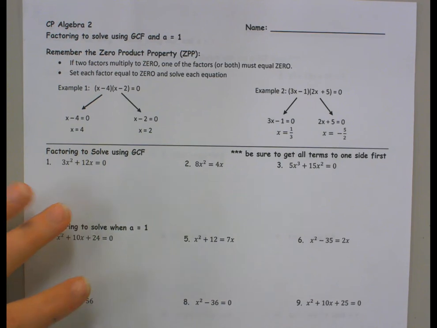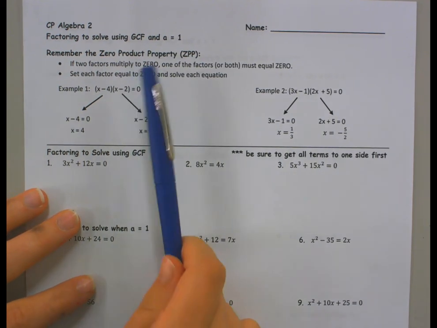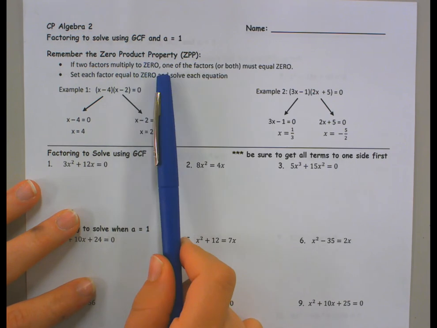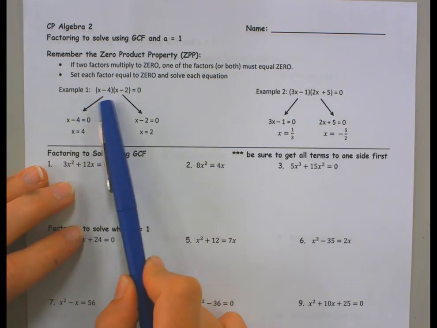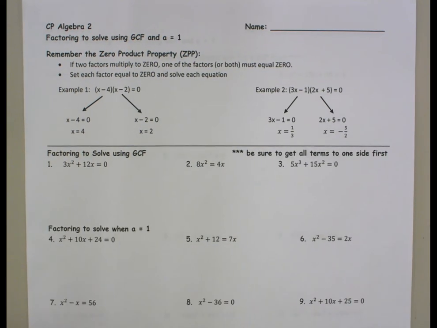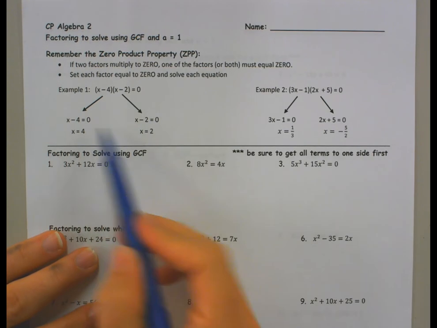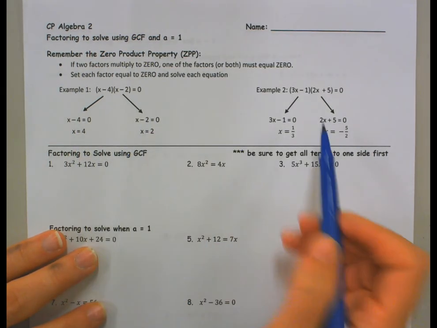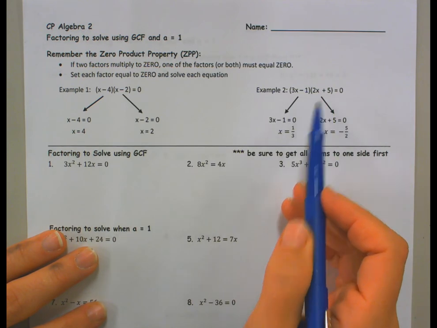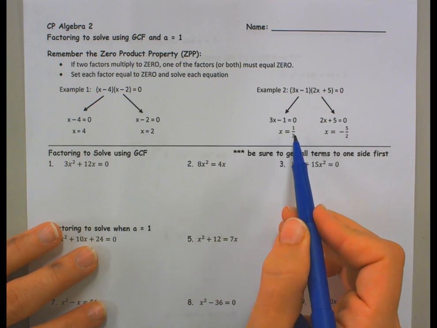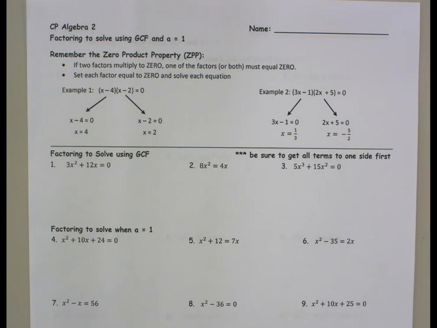So you may have seen this before in Algebra 1, but the zero product property tells us that if two factors multiply to equal 0, that means one or both of your factors must equal 0. So we are able to solve by setting each factor equal to 0 and then solving both of those equations. Both of these examples here lay out setting them equal to 0 and then solving to find your two answers. So that's what we're going to do here for this video.